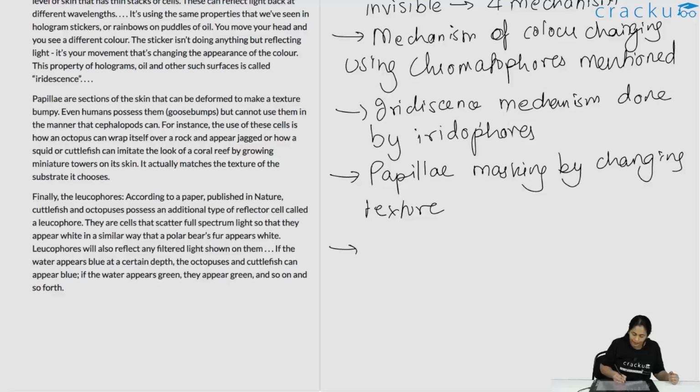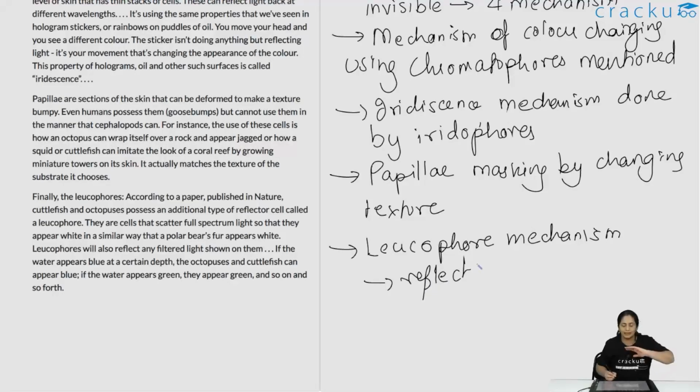So basically the mechanism of leucophores is given. This is basically reflecting light so that they blend into the background or whatever the color of the water is at that level. Reflect light to look like the background.